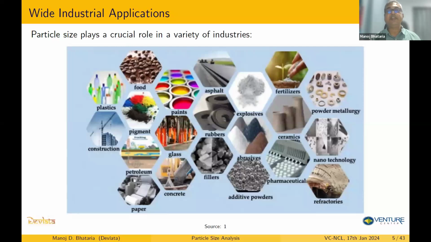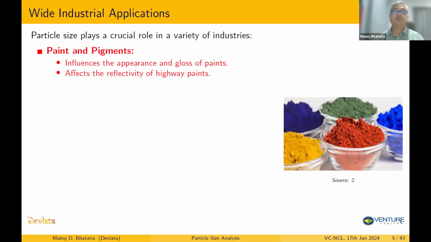So as you see, it is useful in various industries. I just listed a few of these industries that even the audience would be from. So in paints and pigments, the gloss and the appearance of the paint would get affected. The reflectivity of the highway paints also plays an important role, using particle size.